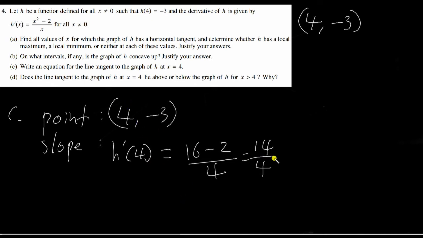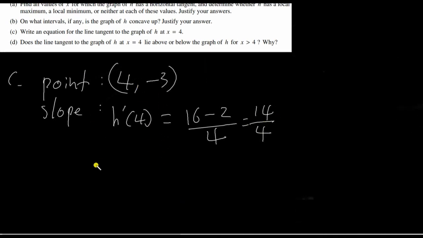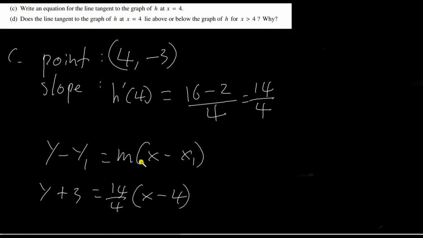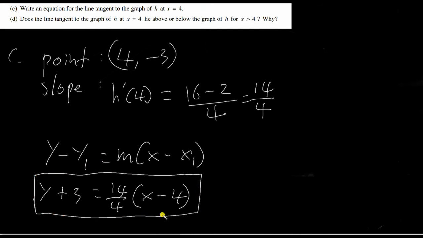Okay, and then now that we have our point and we have our slope, we can write our point slope form, which remember is y minus y1 equals m times x minus x1. So we have our point, we have our slope, or m. Now it's a matter of plugging in the numbers. So y minus negative 3, so y plus 3 is 14 over 4 times x minus 4. Notice how I didn't simplify the 14 over 4 because it's not necessary. It's numerically equivalent, so we'll get full credit. And that is the equation for the tangent line of the graph of h at x equals 4.